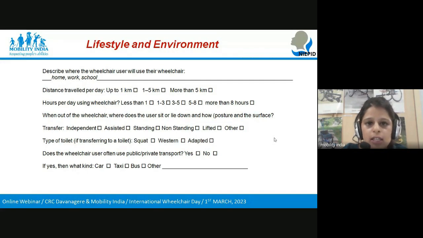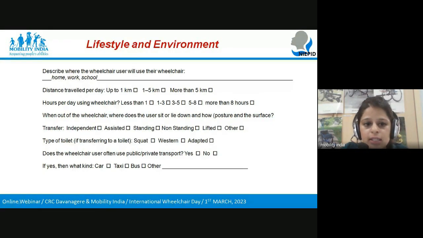Also understand the transfer, whether the user can transfer independently by himself or requires assistance, or whether it is standing or non-standing. This will be helpful for selecting the components of the wheelchair, whether you have to provide a flip up footrest, and also it will be helpful for transfer training purposes. And type of toilet, whether the user will be using squat, western or adapted, based on that you can select which transfer technique is suitable for that wheelchair user.